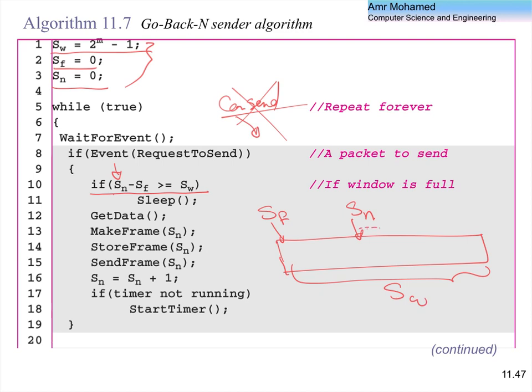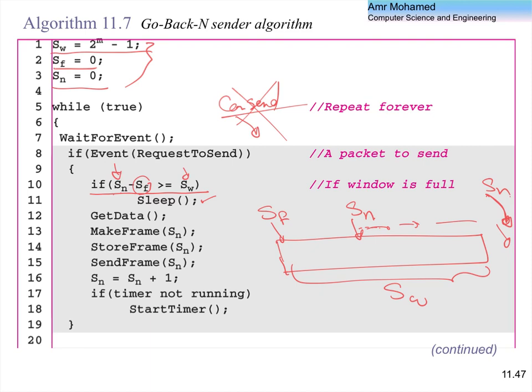So we have to make sure that when we try to send, SN does not get outside the window. So SN does not get somewhere here, because every time we send, we have to increment SN. So we have to make sure that SN minus SF is greater than or equal to SW. If that's the case, then I cannot send. So I got a request to send, and unfortunately the frame is outside the window. Can I send it? No, of course I have to wait. So I don't have to do anything, so I go to sleep.